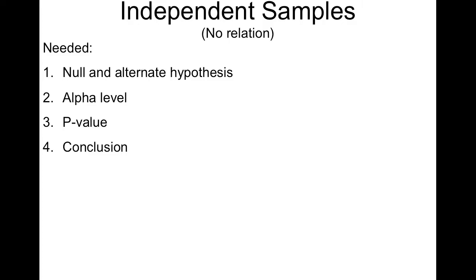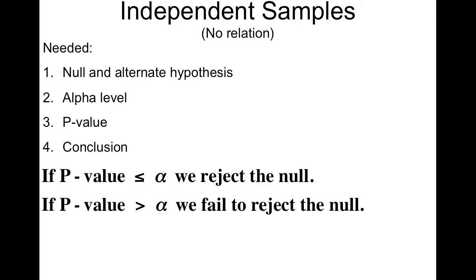You still need your null and alternate, which are going to be very much the same as for the dependent samples. Alpha level, p-value. The way you calculate the p-value is a little different, and your conclusion should read almost exactly the same. Rules the same. P-value less than or equal to alpha, we reject the null. P-value greater than alpha, we fail to reject the null. Reject the null means that we are going to side with the alternative. Fail to reject the null means we're going to side with the null.